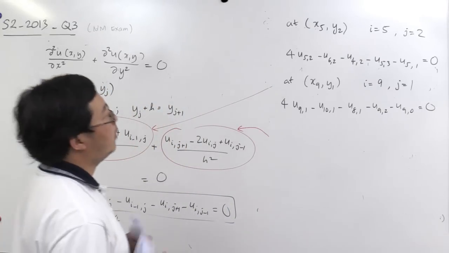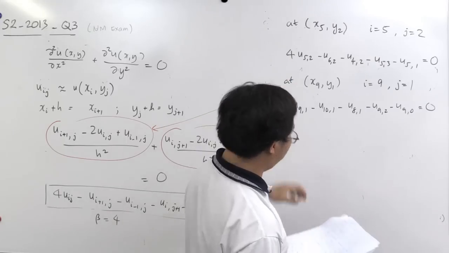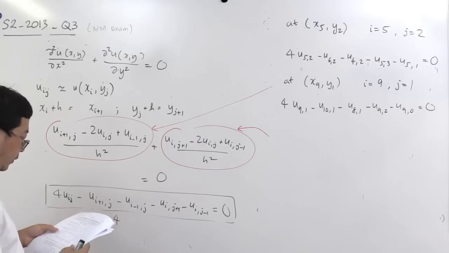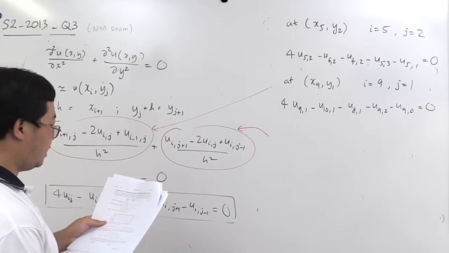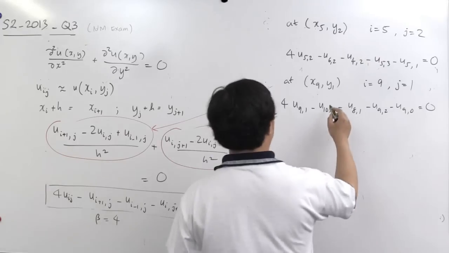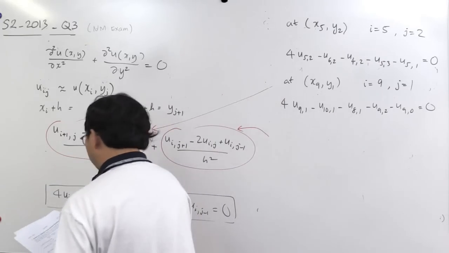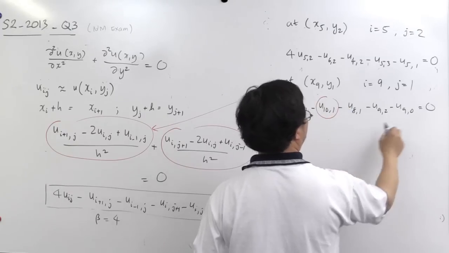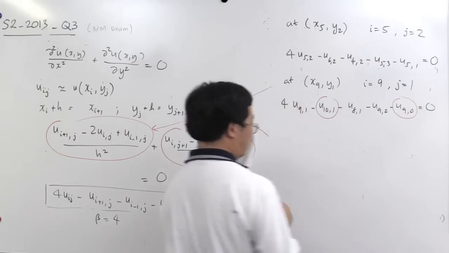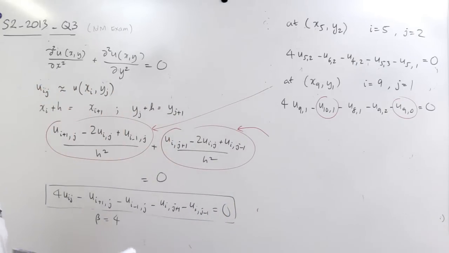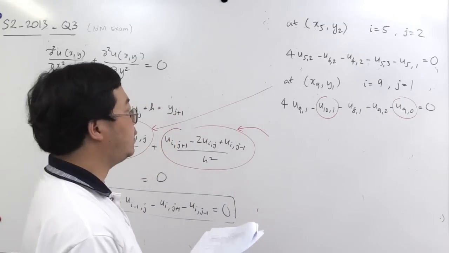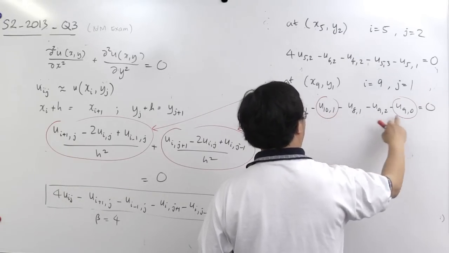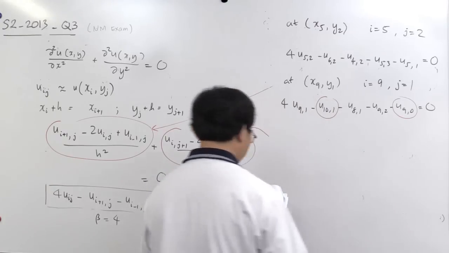But now we have to pay attention. If you look at the pictures in the question, you can see that u10,1 is on the boundary, and u9,0 is on the boundary as well. Because they are on the boundary, we have to use the boundary condition to figure out the values of u10,1 and u9,0 explicitly.